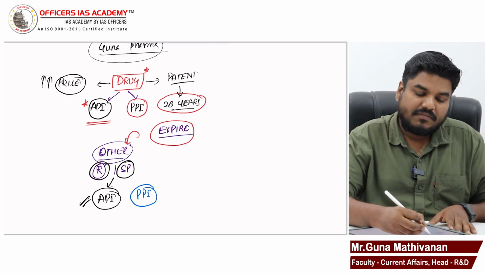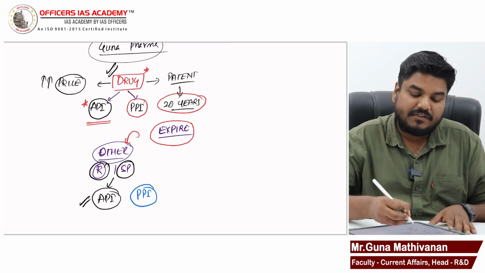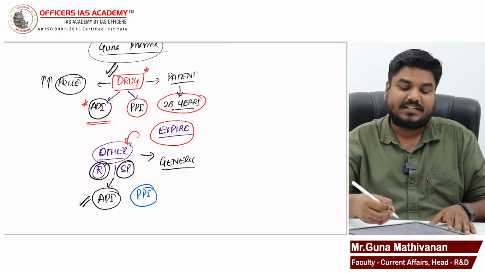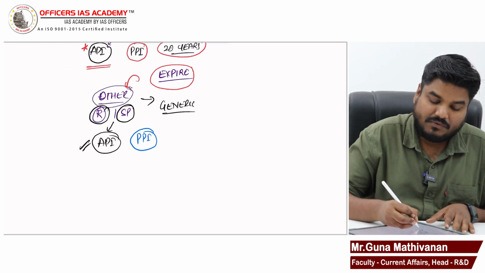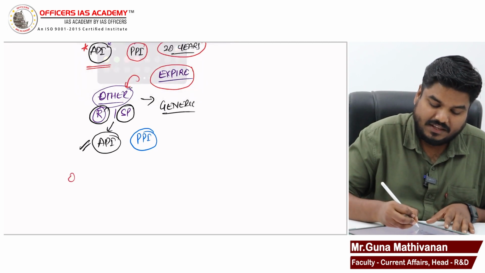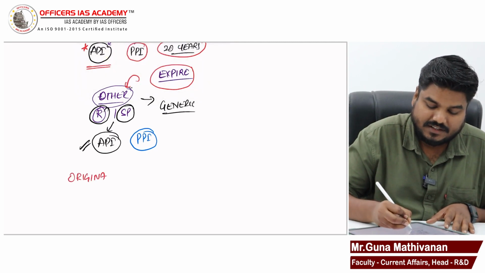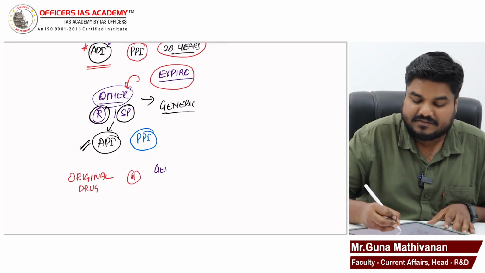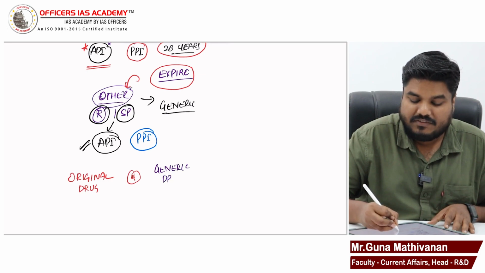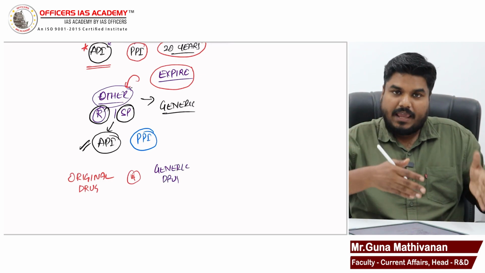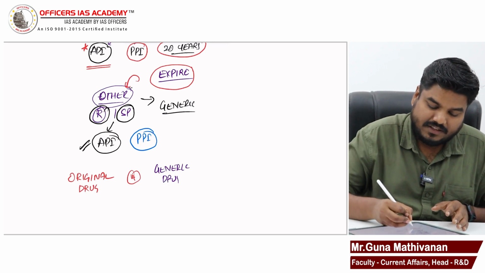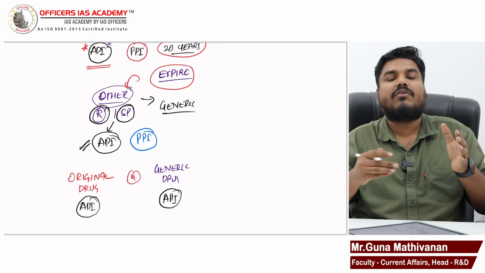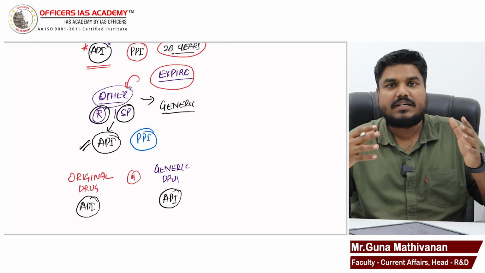So when you compare the original drug with the generic drug, let's say I'm having some original drug. I have the original drug. On another side, I have this generic drug. So when I compare these both, the API will be the same. The original drug will have one API. The same API will be found in generic drugs also. So both will be similar in terms of efficacy.